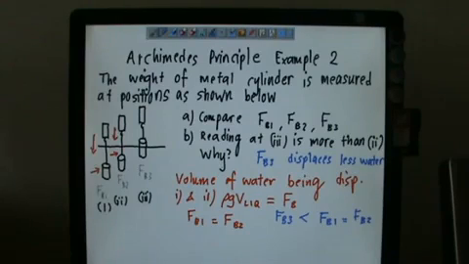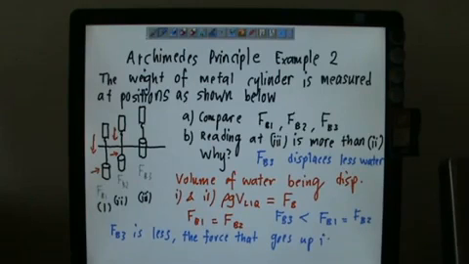Okay? So then they ask, the reading at 3 is more than the reading at 2. Why? Since the buoyant force of 3 is less, the force that goes up is less. So for this object, the actual weight is very large, and the support towards this object is getting less.